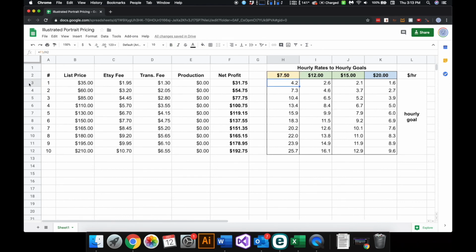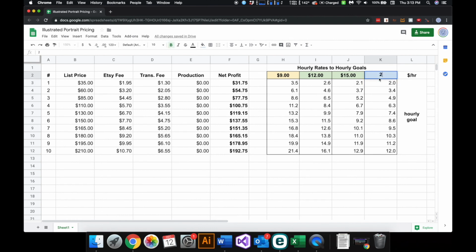So now you know that if you want to make $7.50 an hour on a portrait that you sold on Etsy for $35, and you don't have any production costs, you need to finish that portrait in 4.2 hours or less in order to make $7.50 an hour. This is really what I've been using to keep me on track and adjust my prices as needed. You can just set these to whatever you want. I leave it at 9, 12, 15, maybe you'll set this to 16. You're like, oh, if I can get it done in 2 hours or less, I'm making $16 an hour.